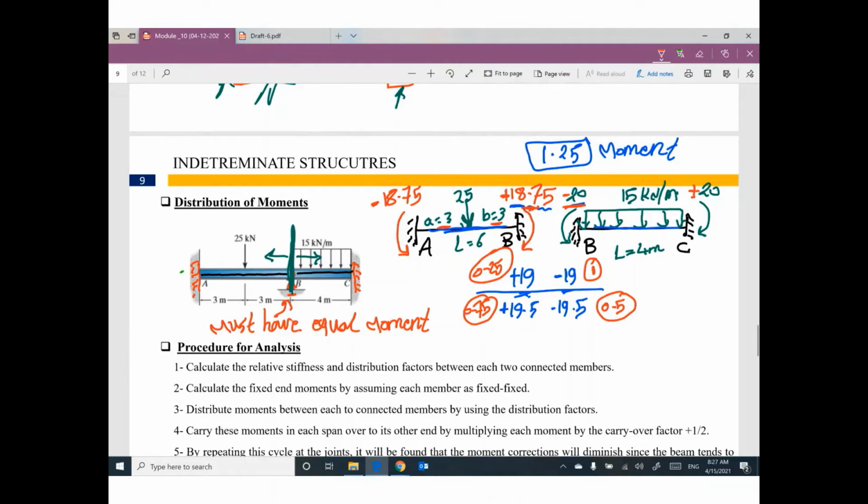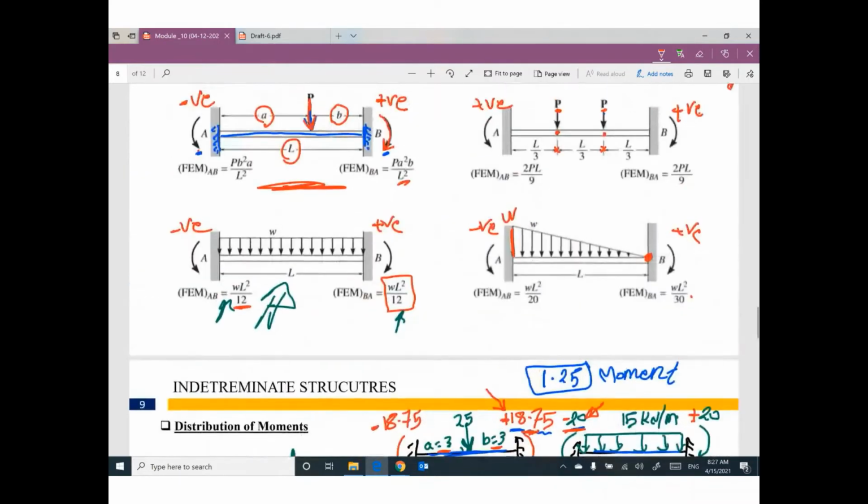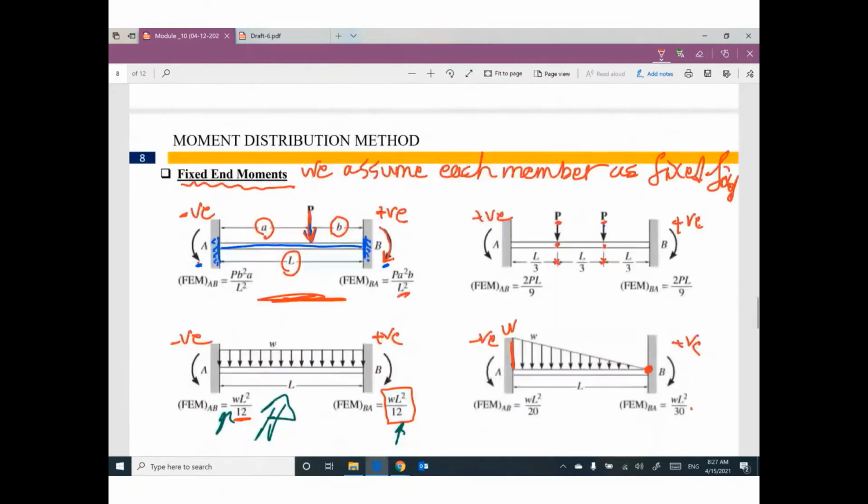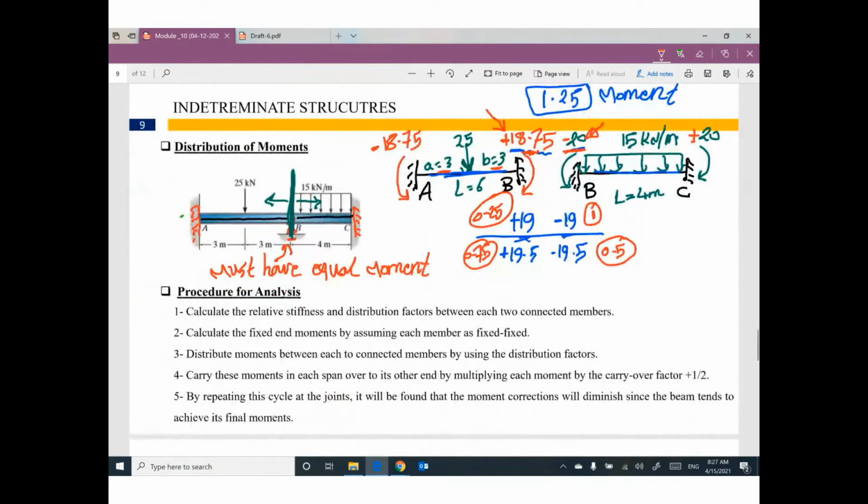So if you think about this, we have infinity number of solutions. How much I can reduce this value, how much I can increase this value, based on the distribution factor. And this distribution factor is based on the stiffness factor of the member.